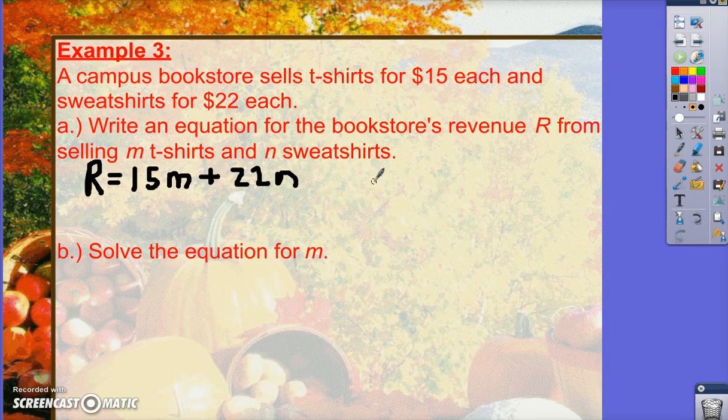Now, what if we wanted to find the total number of t-shirts? Maybe we know our revenue, we know the number of sweatshirts. So let's rearrange it here. If you look up here, 15M plus 22N. We want to get M by itself, or 15M by itself. So let's take the 22N, which is positive, and transpose it to the left. It's negative 22N. So we have R minus 22N equals 15M.